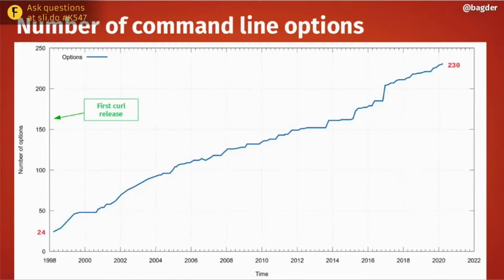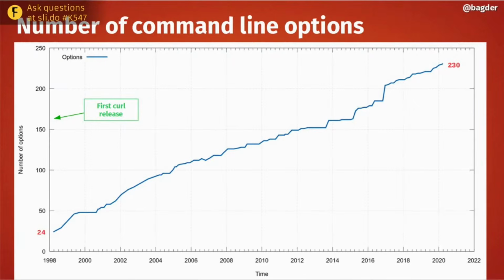So I wanted to show you this little graph I made the other day. This shows the number of command line options over time in the curl project. So we started out with 24 command line options back in 1998, and we are now at 231 in a month. So yes, growing fast.